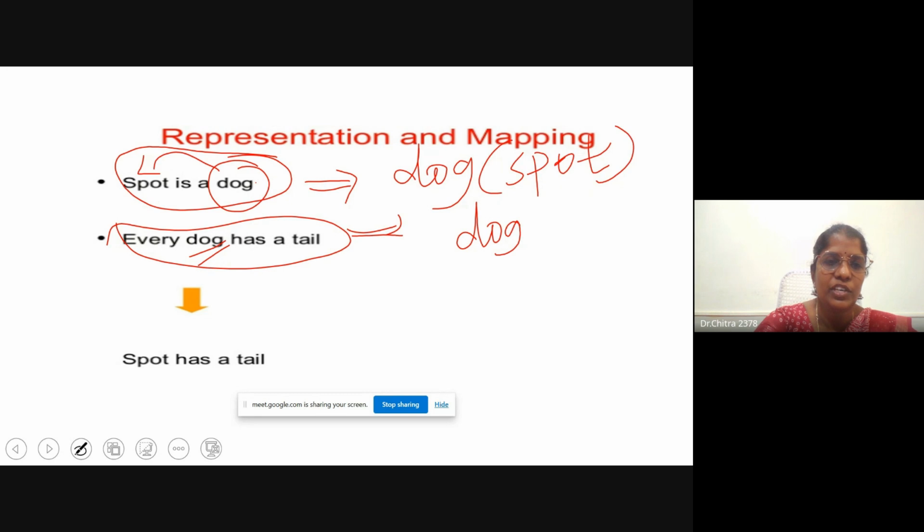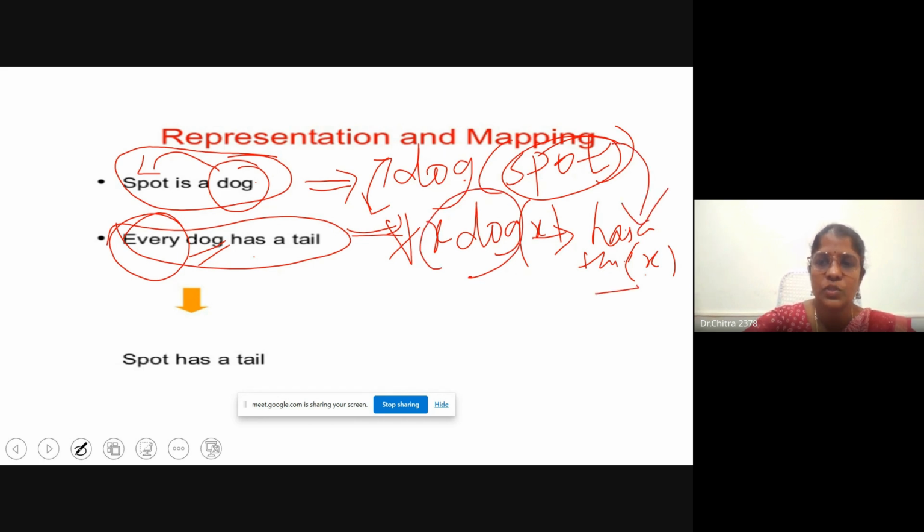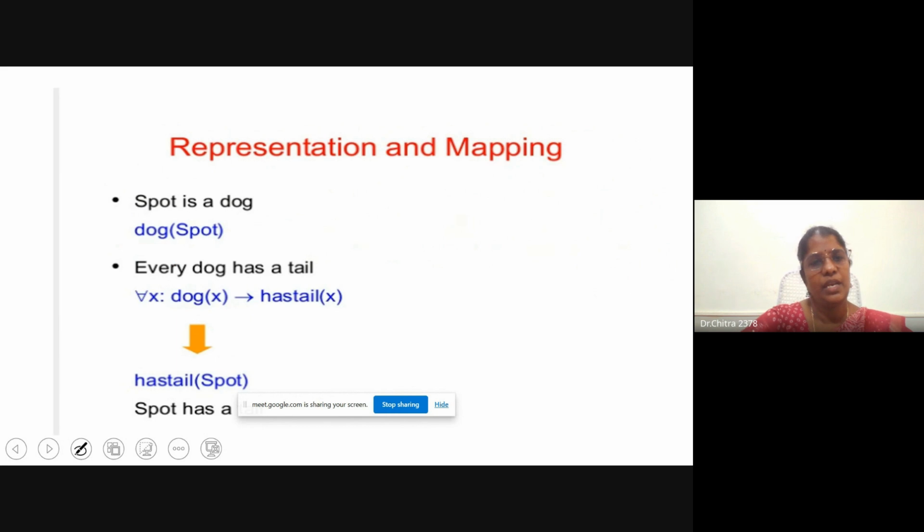Here, what is given? Dog has a tail. If there exists a dog, dog has a tail. So if dog is X, then this dog has a tail. X has a tail. This is the relationship generated from this one. Every means all, for all X, for all dogs, there exists a tail. I am going to map these two. When I map these two, Spot. Here this dog's name is Spot. Here all dogs have a tail. So Spot has also a tail. That is what is called the representation.